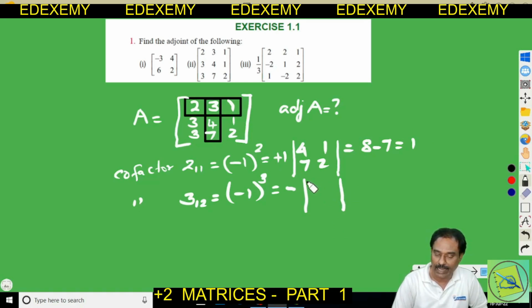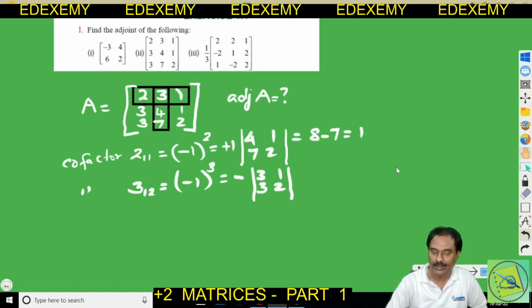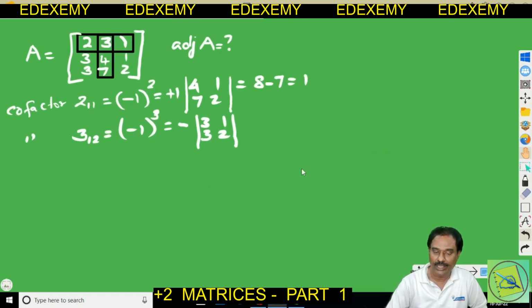It is in the first row and the second column. You leave that row and column. Therefore, the remaining numbers form the determinant 3, 1, 3, 2. Always the minors will be like this only. So, I have to find the value of this.